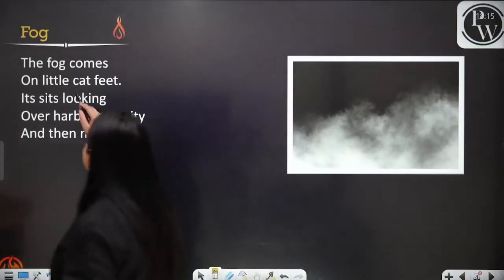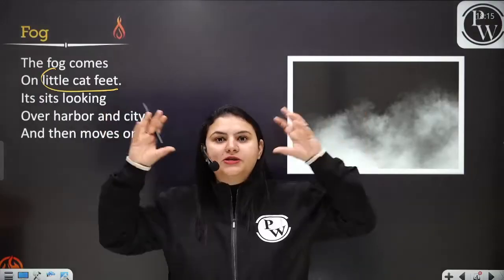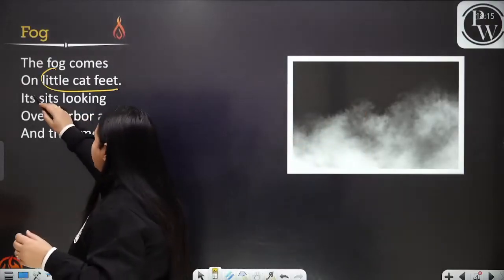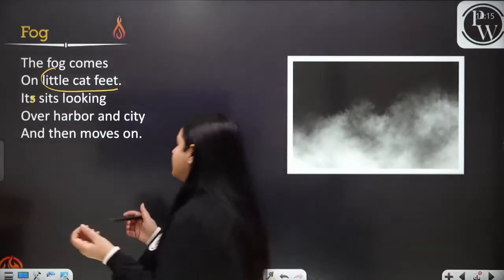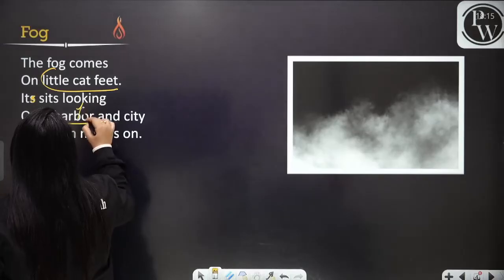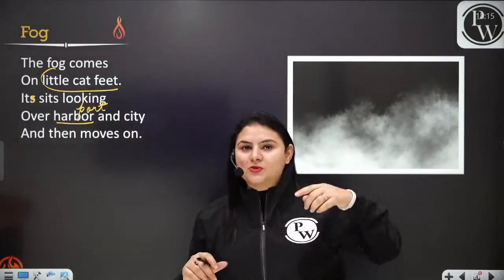He's saying the fog comes on little cat feet. He's saying that the fog is coming on little cat feet. It sits looking. He's also saying that the fog is looking, just like a cat, over harbor and city. Harbor means port. This harbor word was also used in the Ball poem, and it is also used here.